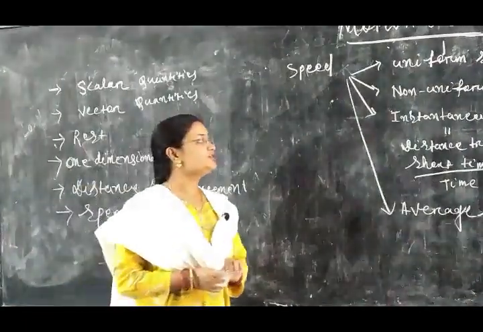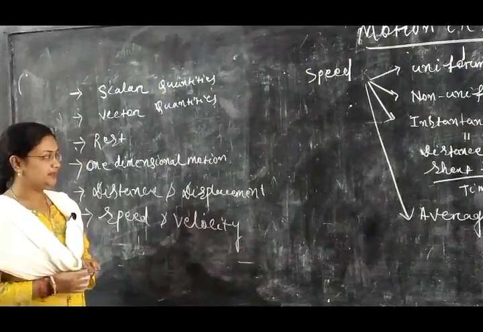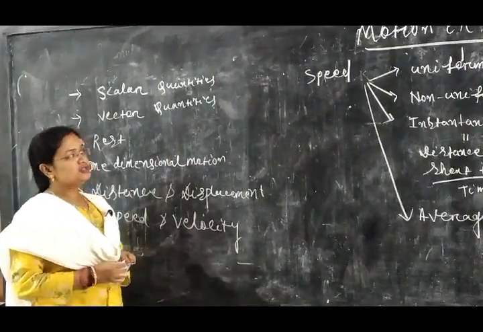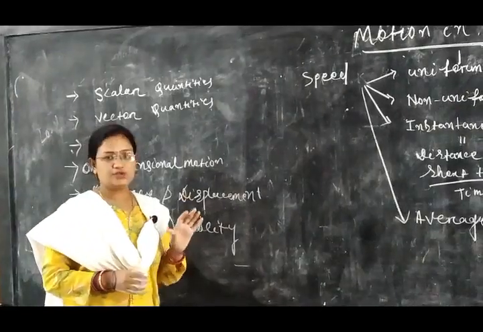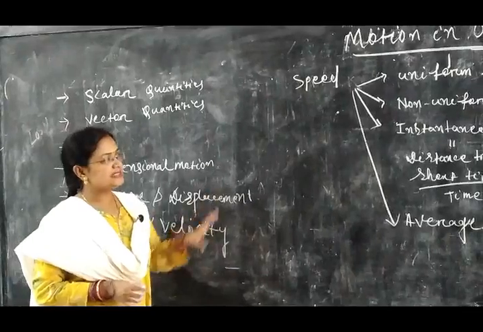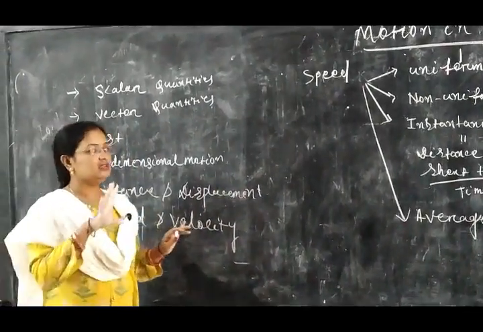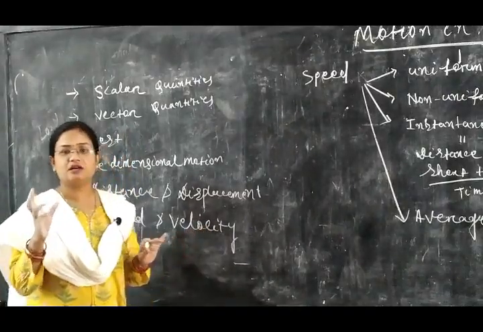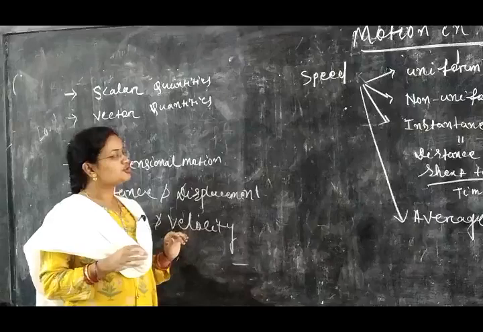Good morning students. Today we will start motion in one dimension, that is your second chapter. In motion in one dimension, three parts are there: 2A, 2B and 2C. In 2A the basic things are there, in 2B how you will solve the problem graphically, and in part 3 the equations of motion are there.